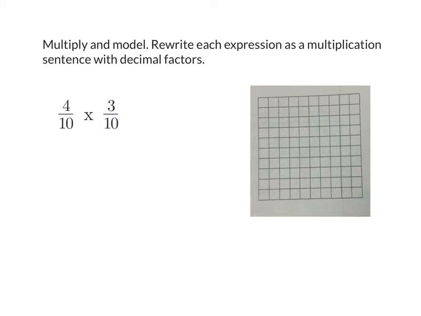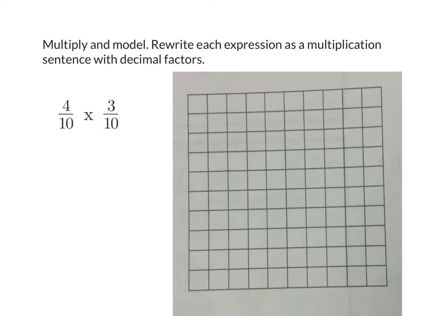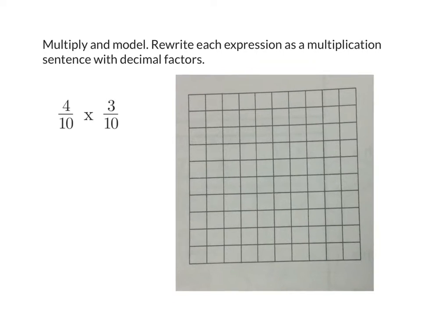So today it says to multiply and model. Model is another word for draw a picture. Very good. And then it says to rewrite each expression as a multiplication sentence with decimal factors. Okay. So over here we're going to first multiply and model before we rewrite as a decimal. Okay. It says we have 4/10 times 3/10.